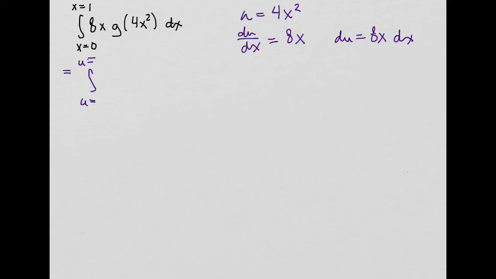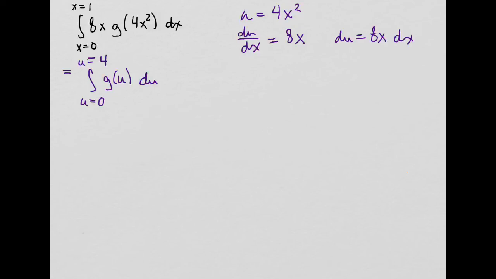And it is going to be 8x dx is du, and g of 4x squared is g of u du. And then we're going from u equals, and when you plug in 0 into what u is equal to in terms of this, then you're going to have 4 times 0 squared, so it's going to be 0. So u is 0. And then when x is equal to 1, and you plug that into this equation, then you're going to have that u is equal to 4 times 1 squared, which is 4.